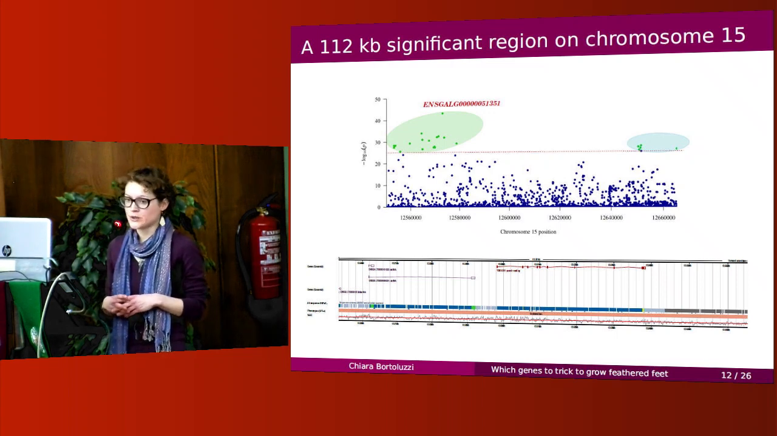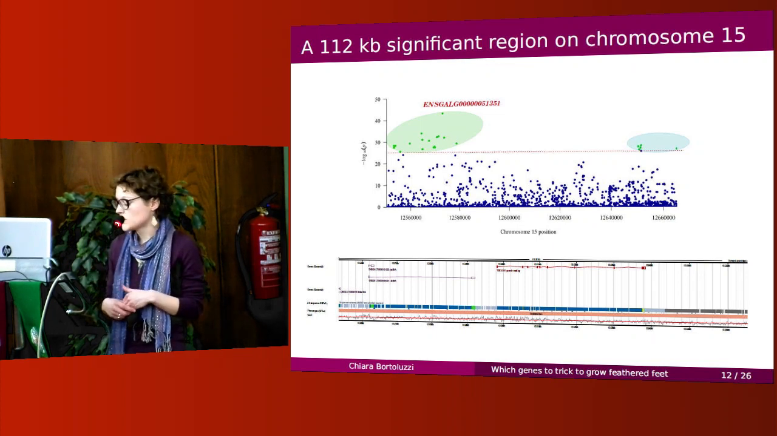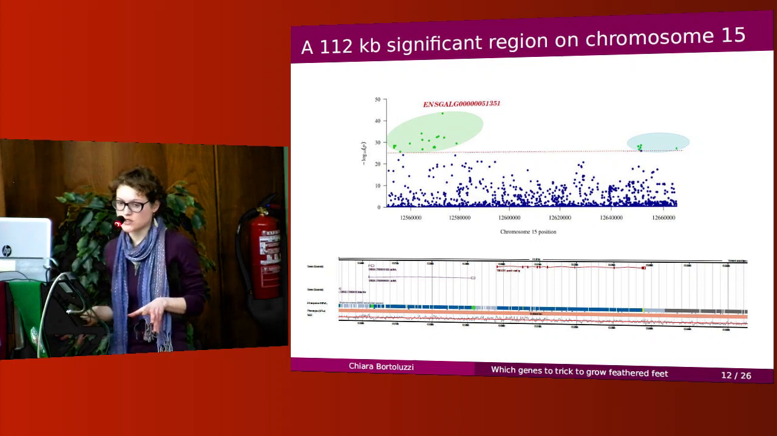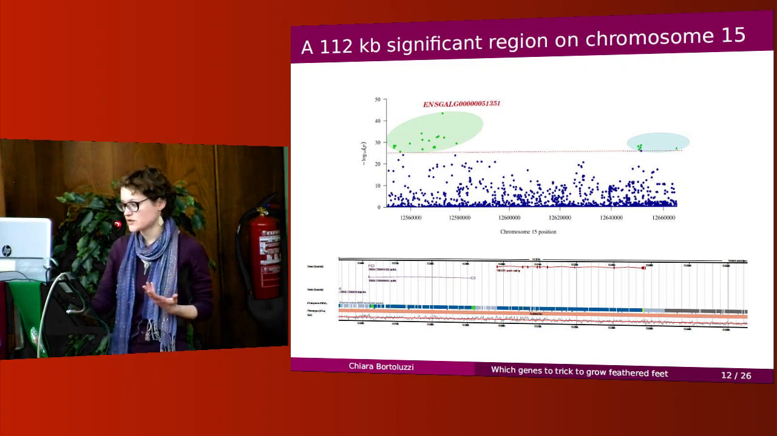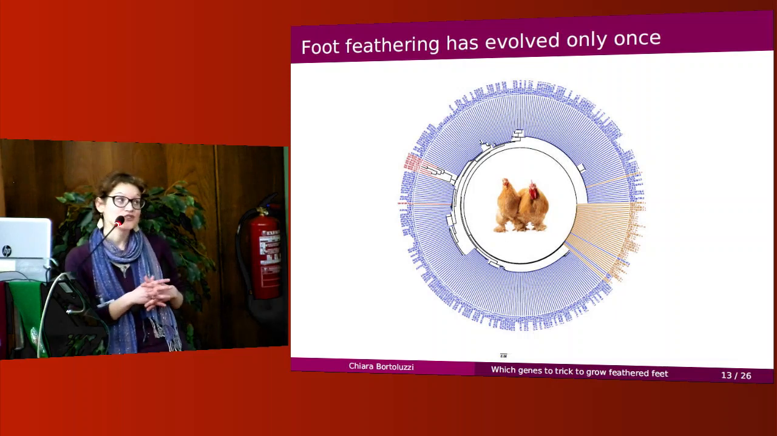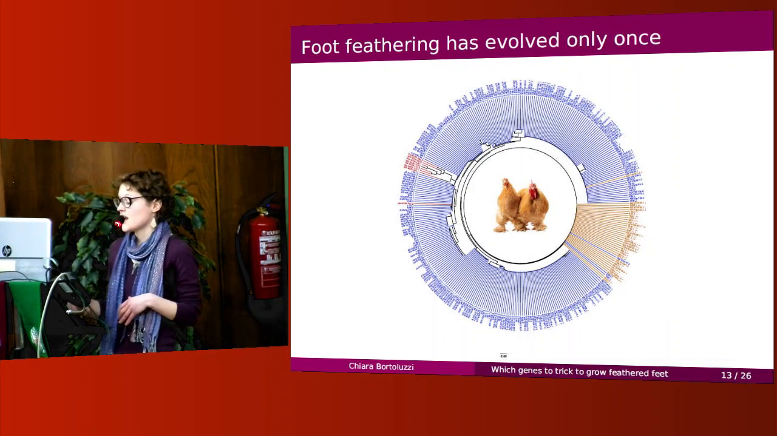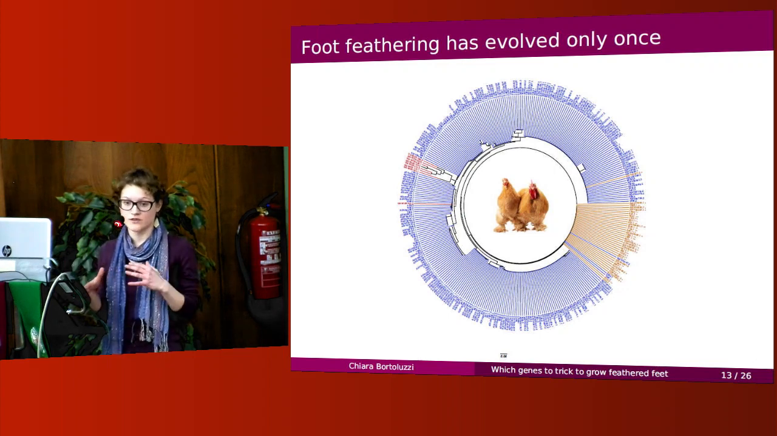So what we decided to do, we reconstructed haplotypes in this region, and particularly taking the SNP with the lowest p-value, which is most likely the one that is strongly associated with the phenotype, and we took 2 kb upstream and 2 kb downstream for a total of 4 kb. And we did a phylogenetic study on this haplotype, and we identified that foot feathering has evolved only once and is, not surprisingly I would say, linked to domestication. As you can see from the fact that all the individuals that have the phenotype, which are shown here in yellow, are clustering together compared to all the other ones that are shown in blue.